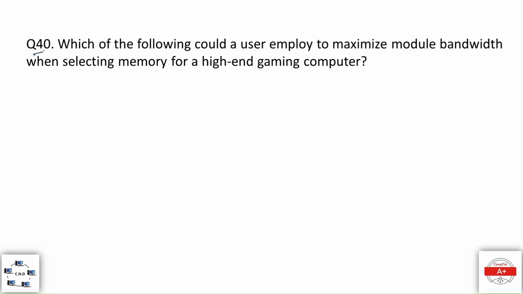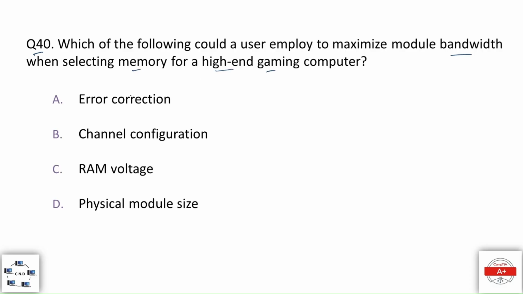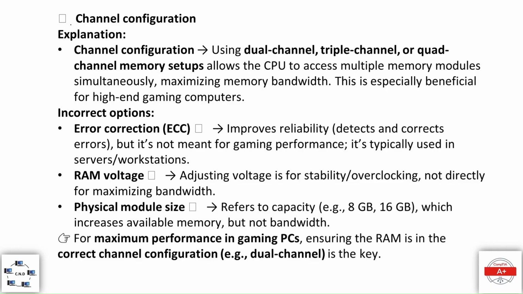Question number 40. Which of the following could a user employ to maximize module bandwidth when selecting memory for a high-end gaming computer? The options are: option A, error correction; option B, channel configuration; option C, RAM voltage; and option D, physical module. And the correct option is option B, channel configuration. Let's go through the explanation.